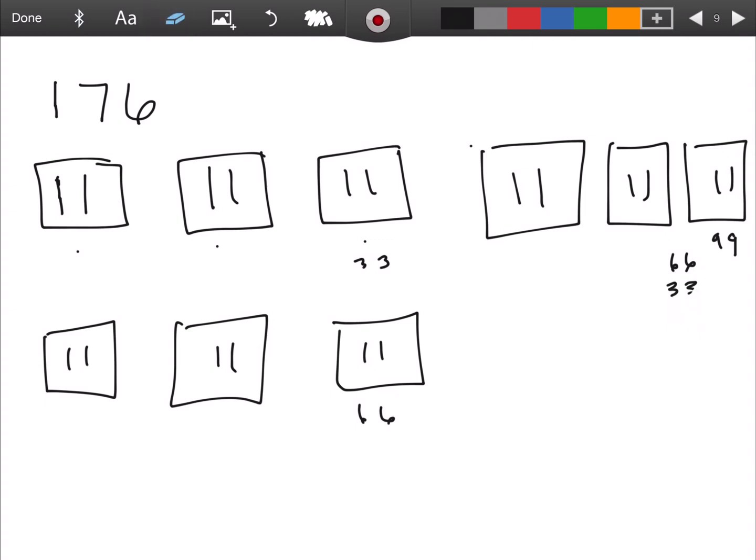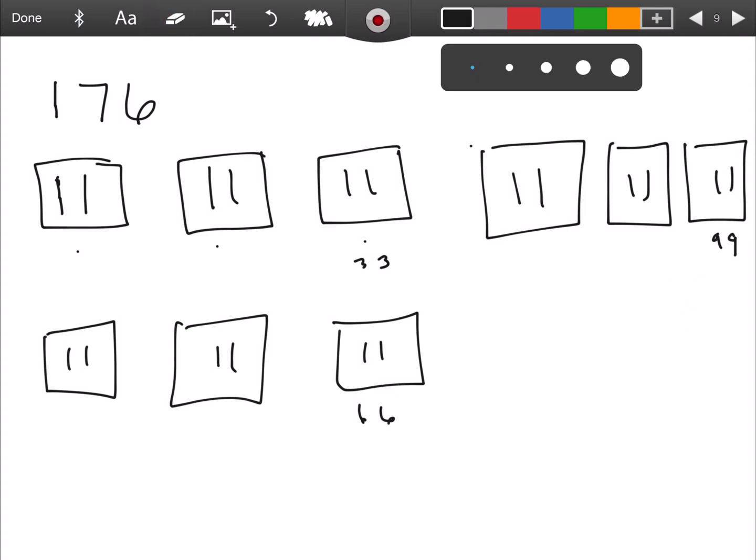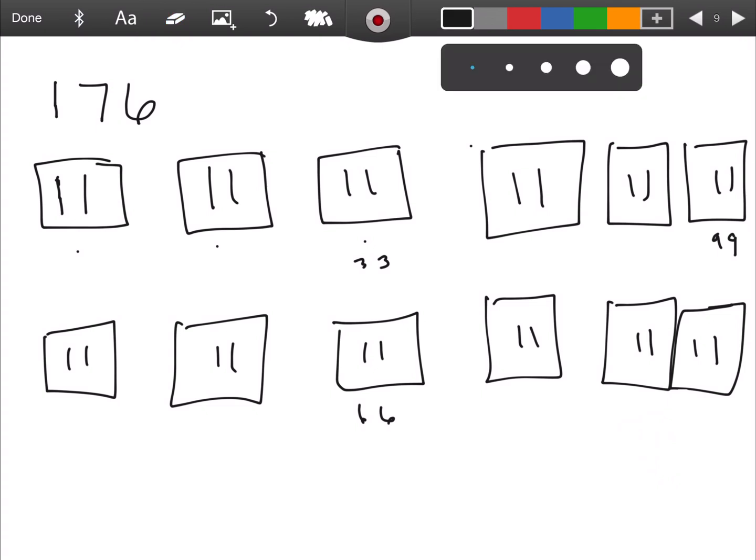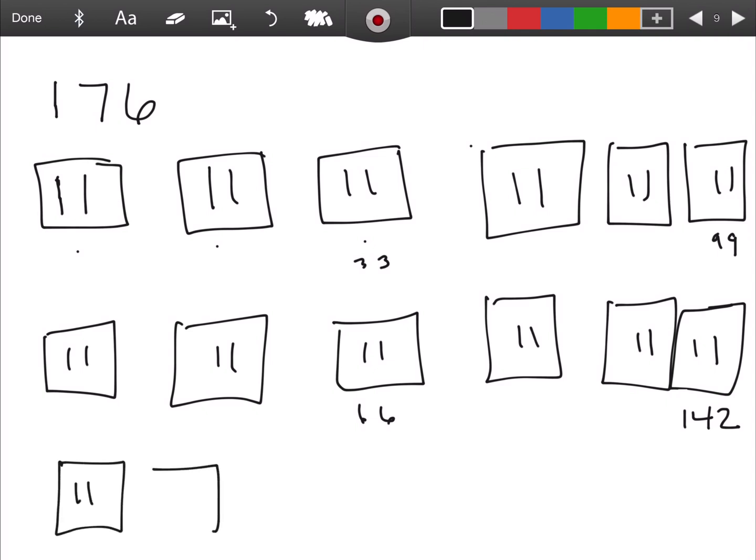I'm wondering if I add 3 more shelves, how many books I now have. Let's see, 99 plus 33 is 142. Now I have 142 books. Now I need to add 11 more, 11 more, 11 more. I'm just guessing right now.